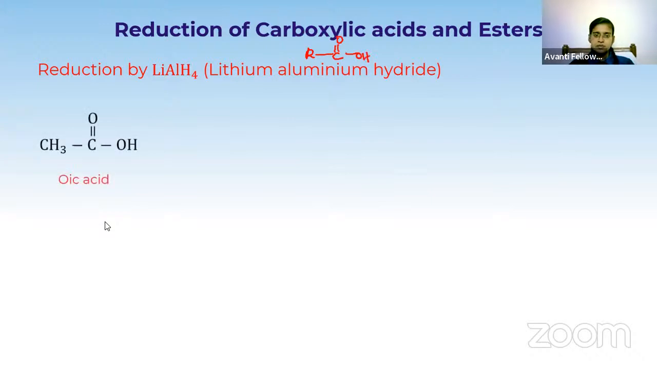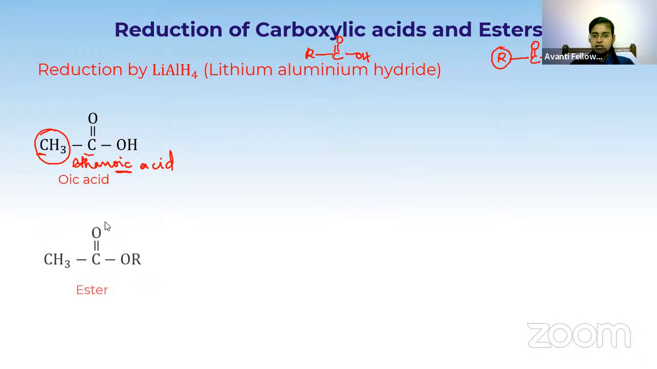Let me take an example. So CH3 is taken as an example for the alkyl group. All carboxylic acids end with oic acid. So the name of this compound is ethanoic acid. Got it? This is the carboxylic acid formula, and the ester is called RCOOR. Again, if I take this R group as CH3, I will get this compound, which is an ester.